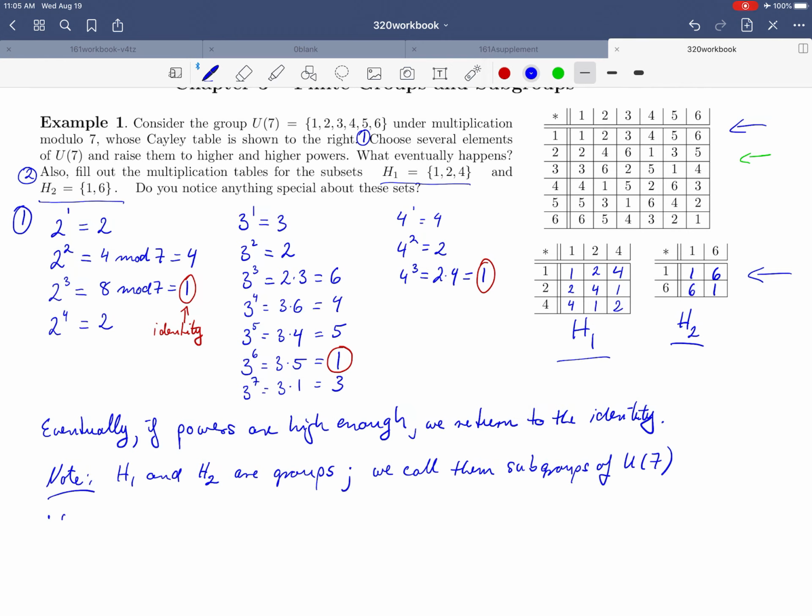And you could quickly go through and verify that they are groups. So we have closure. We already talked about that. We have an identity. That is 1. We have inverses. You can go through and find the inverse for each one in each case, because you see right here 2 and 4 are inverses of each other, and in H2, 1 is its own inverse and 6 is its own inverse. So you can observe that right there.